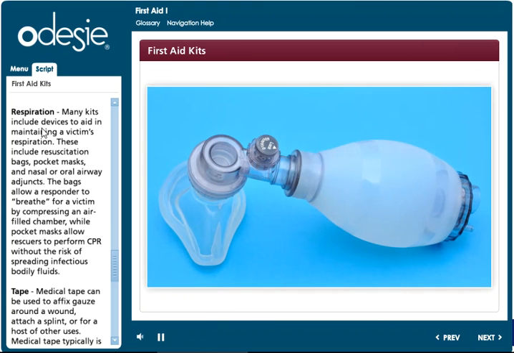Many kits include devices to aid in maintaining a victim's respiration. These include resuscitation bags and nasal or oral airway adjuncts. The bags allow a responder to breathe for a victim by compressing an air-filled chamber, while pocket masks allow rescuers to perform CPR without the risk of spreading infectious bodily fluids.